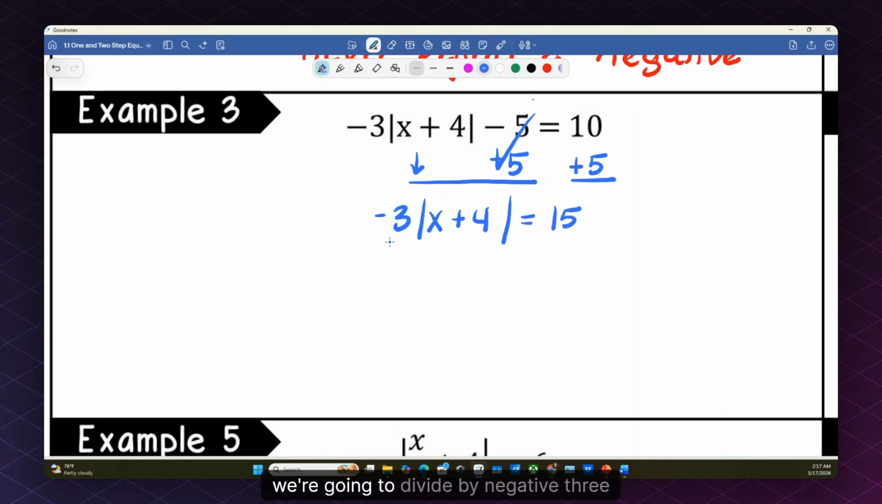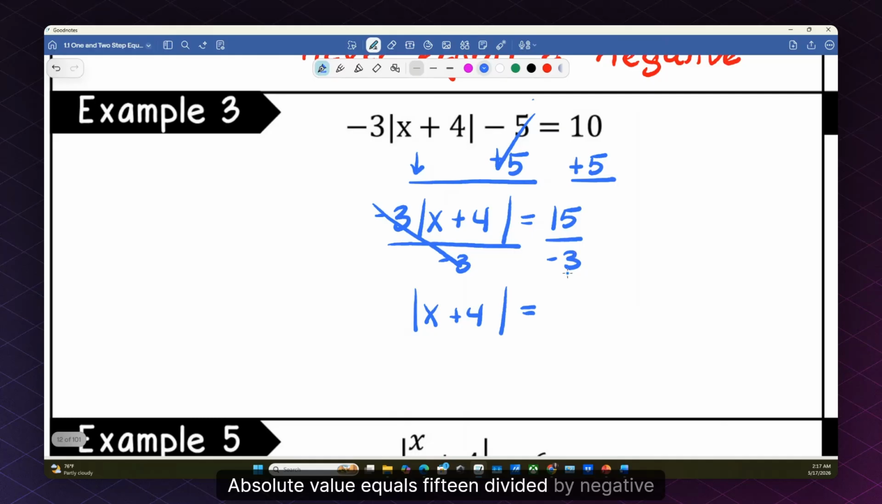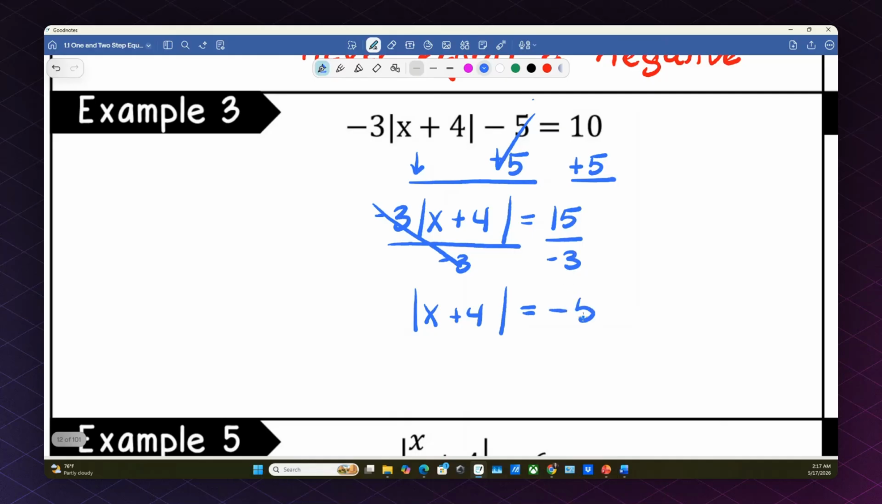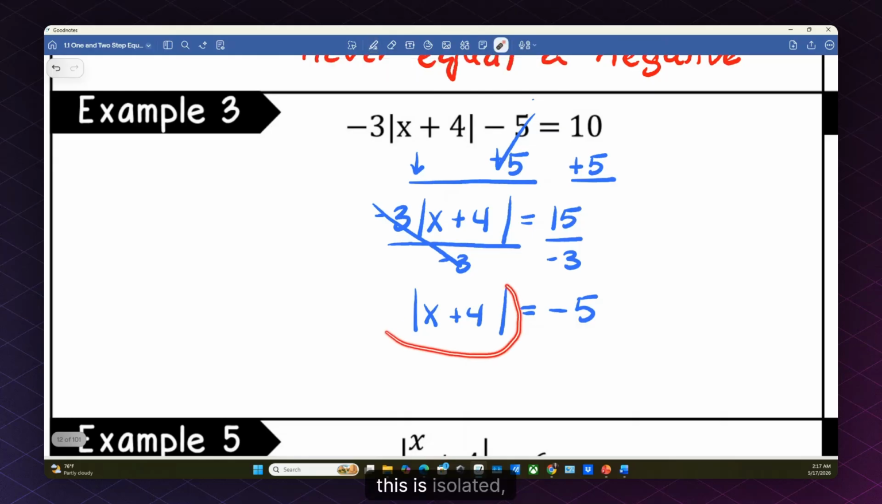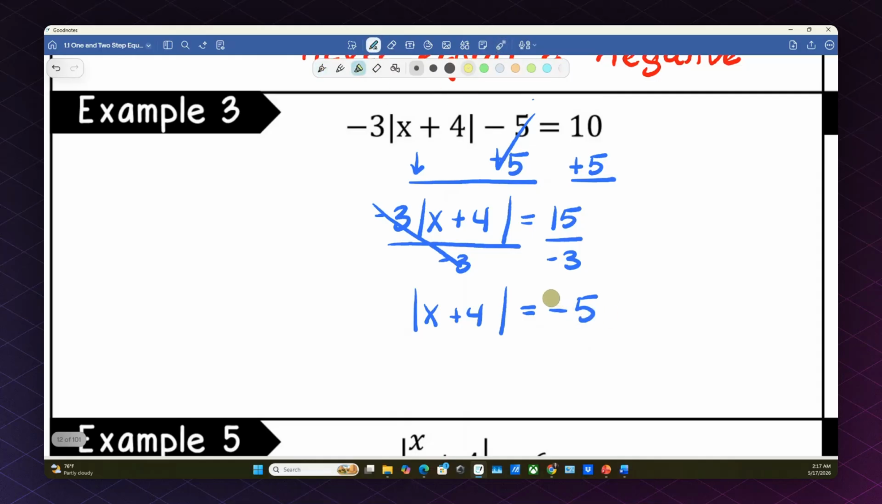Okay, we're going to divide by -3 and divide by -3. And so we get absolute value of x plus 4 absolute value equals 15 divided by -3, which is going to give me -5. Now that we've got this down to where the absolute value is isolated, we have a negative here. And so that should trigger a warning bell in our head, we hope. -5 is not possible. Okay, so there is no solution.